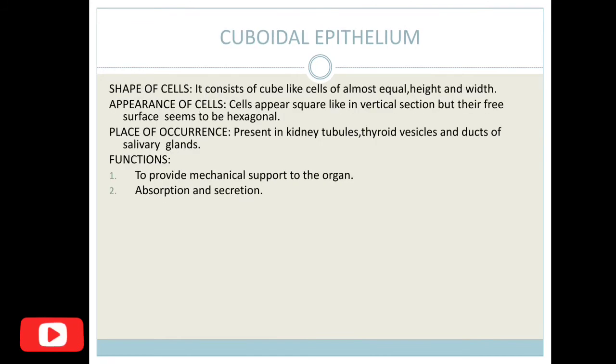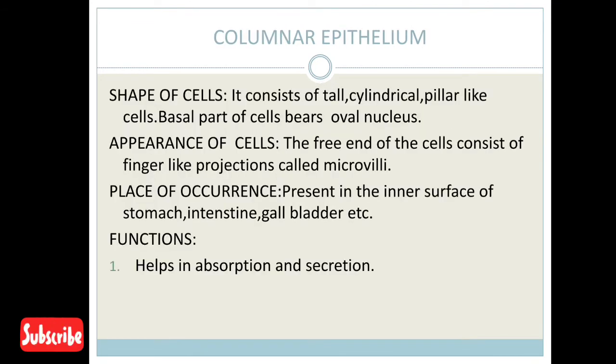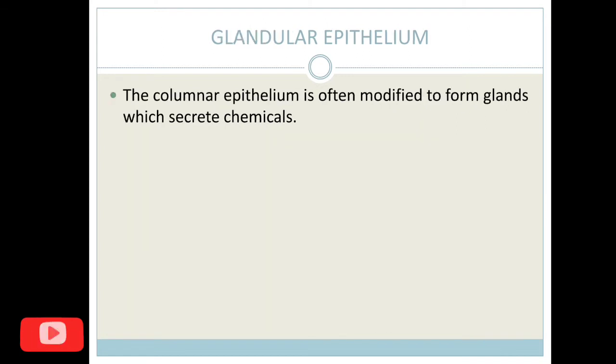Next, the appearance of this cell is that the free end of the cells consists of some finger like projections, and that finger like projection is known as the microvilli. This type of tissue is present in the inner surface of our stomach, intestine, and gallbladder. In those places this columnar epithelium tissue is found, and the main function is that it helps in absorption and secretion.